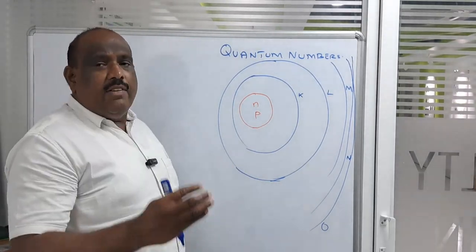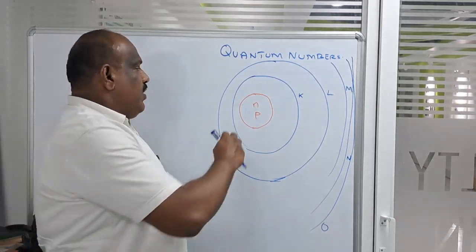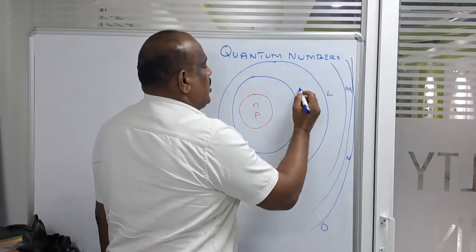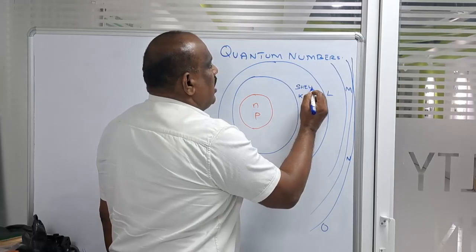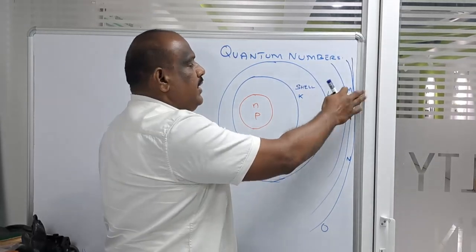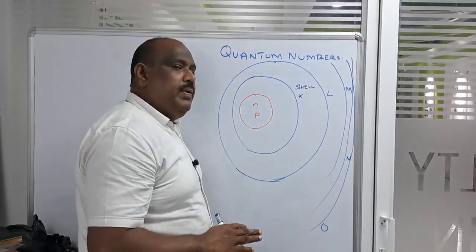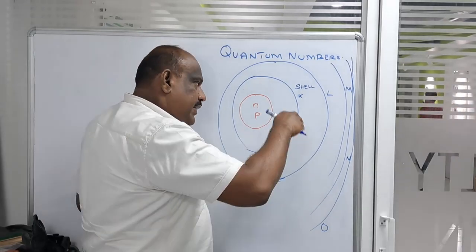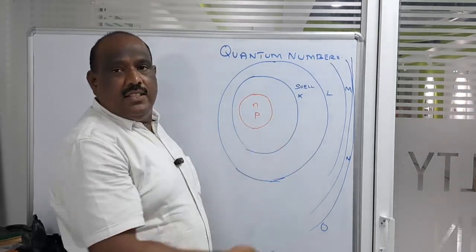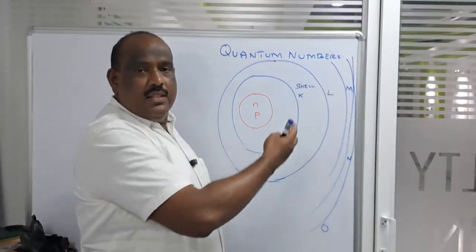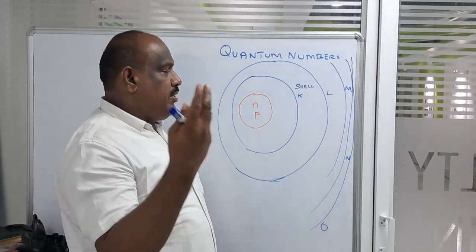Okay. Let us have a common terminology hereafter. The orbits hereafter we will call shells. This K we will call the K shell, L shell, M shell, and N shell. So hereafter we will not use the term orbit. Within the K orbit there will be some subshells, and within the L orbit there will be some subshells. That is called subshells. Let us come to that afterwards.